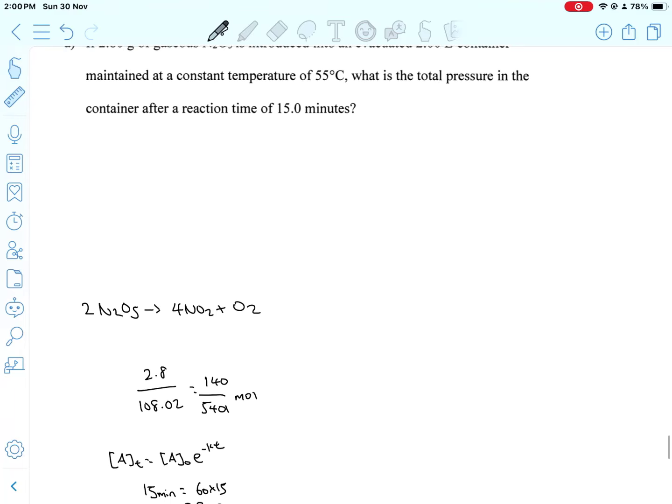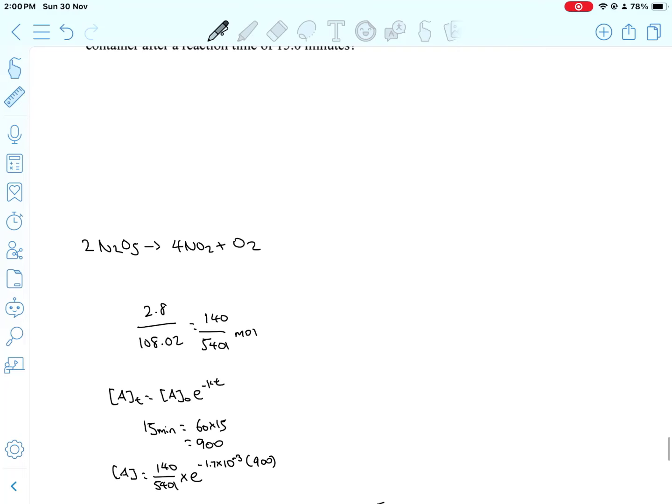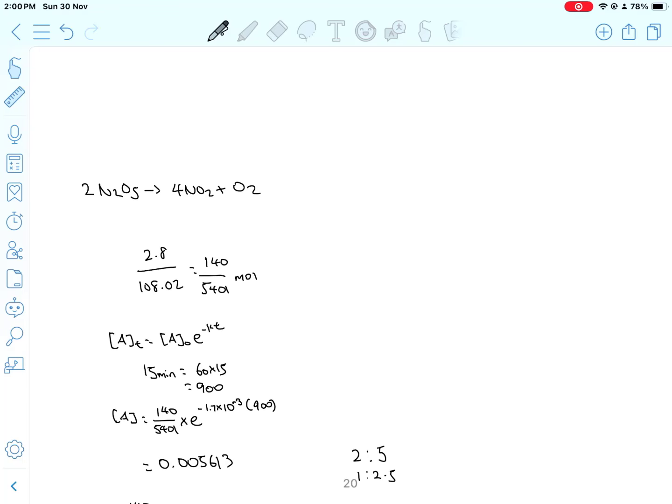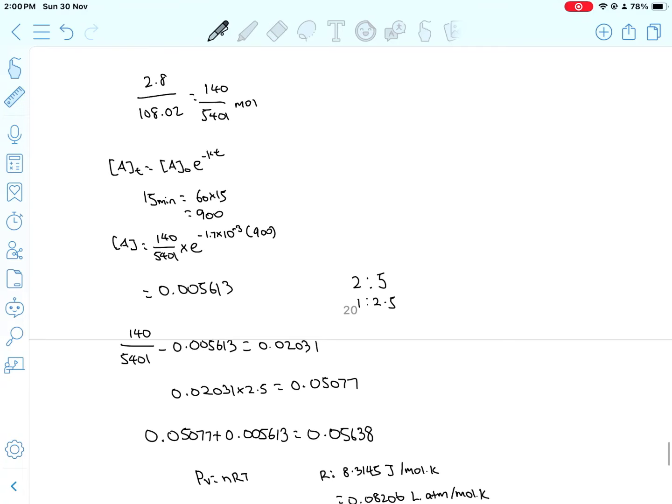Okay, next, using the first order integrated rate law, we can find the concentration of A. Just sub everything in. But don't forget to convert the 15 minutes to seconds, because the integrated rate law uses seconds instead of minutes. Alright, so by subbing everything in, you get the concentration of 0.005613. So your initial moles minus your current moles will give you how much has reacted, which is 0.02031.